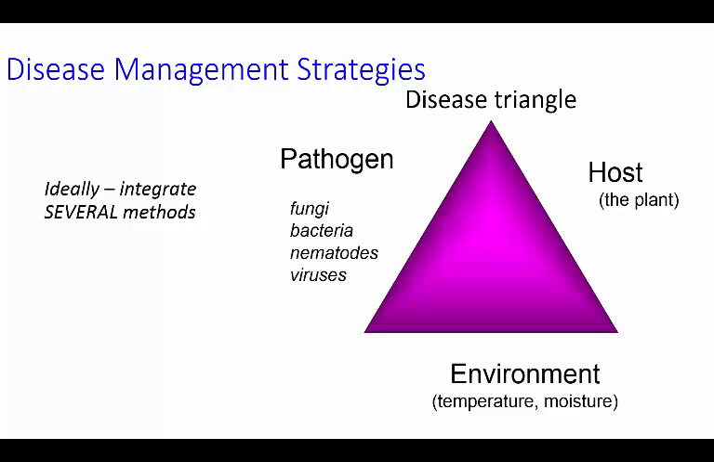Okay, so now I will talk in pretty general terms about disease management strategies. Ideally, a grower will be integrating multiple strategies. So remember that disease triangle concept? We should try to implement multiple strategies that disrupt multiple sides of that disease triangle.